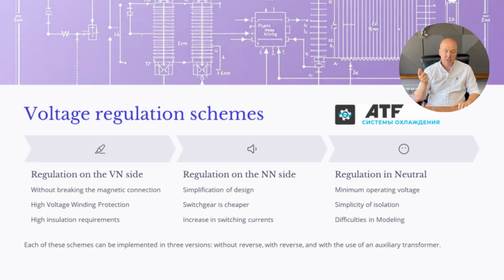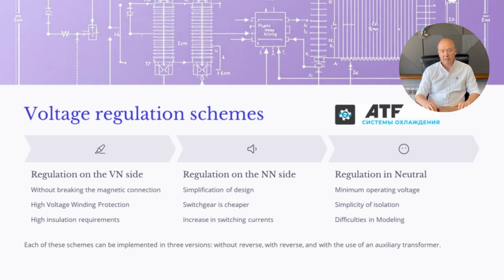On the low voltage side, options are similar: without reversal, with reversal, with auxiliary transformer. Advantages: simpler construction, low voltage switching equipment cheaper and more accessible. The tap changer can be placed outside the tank. Disadvantages: higher switching currents, reduced mechanical strength of the regulating winding in the neutral point.